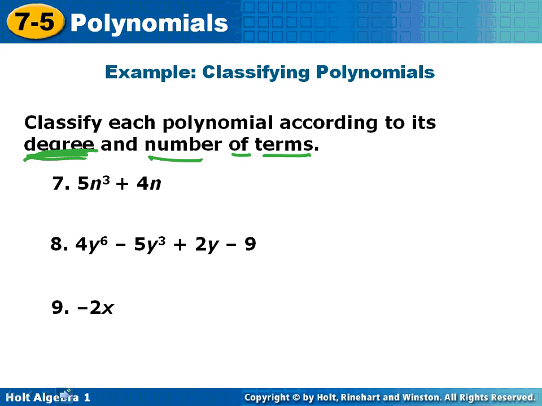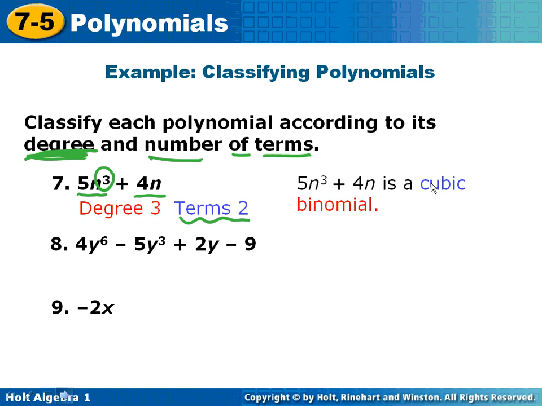Let's look at number 7. I see that there are two terms, one here and one here. That's two terms. Two terms is called a binomial. The highest degree is 3. And so that is going to be called a cubic binomial. We put the word that describes the highest degree first and then the number of terms second.